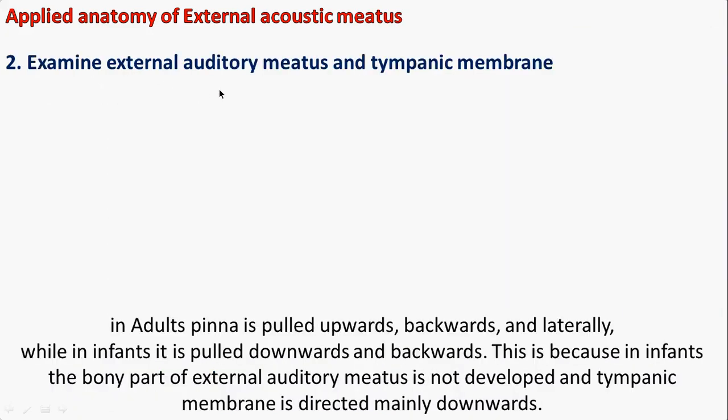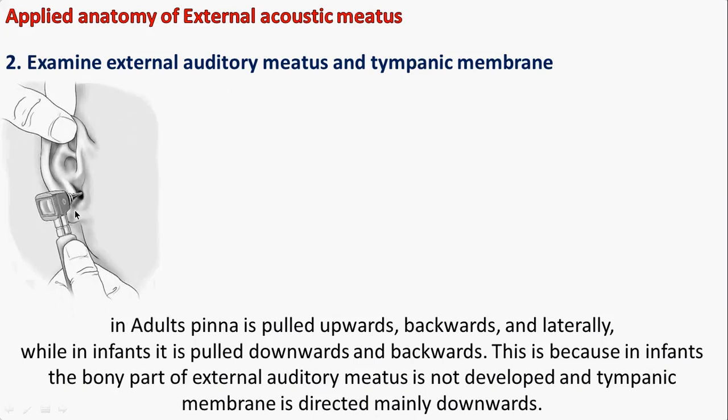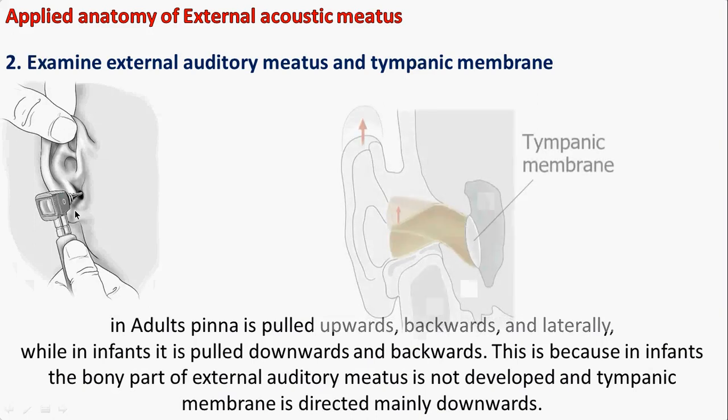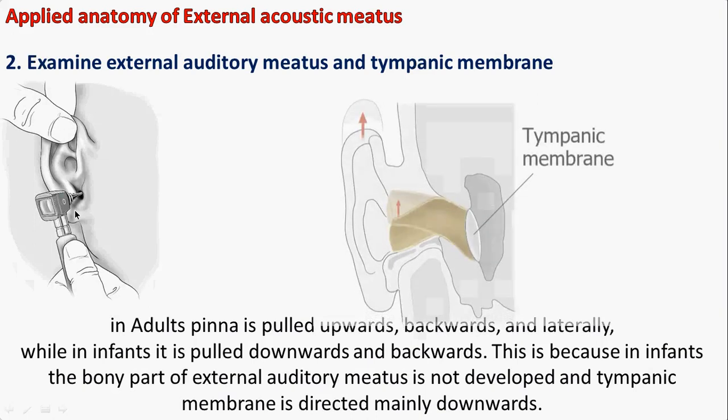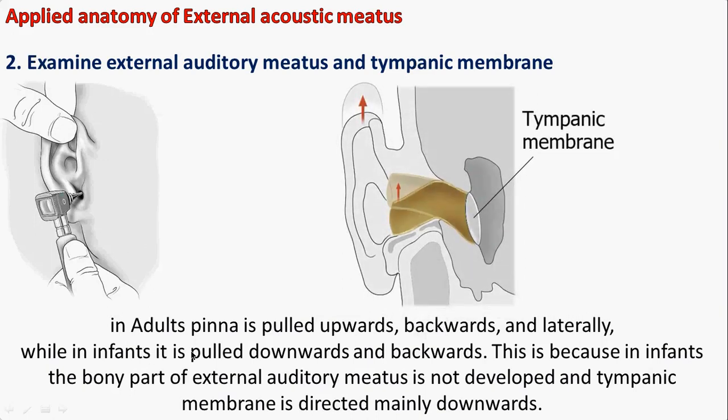How to examine the external auditory canal and the tympanic membrane? This is an otoscope. In adults, the pinna is pulled upward, backward and laterally. In infants, it is pulled downward and backward. This is because in infants the bony part of the external auditory canal is not developed and the tympanic membrane is directed mainly downward. So that is about how to examine the external auditory canal and the tympanic membrane.